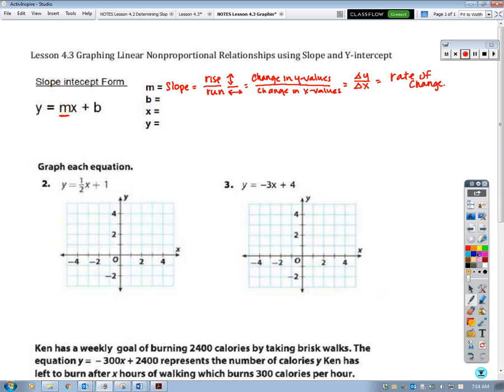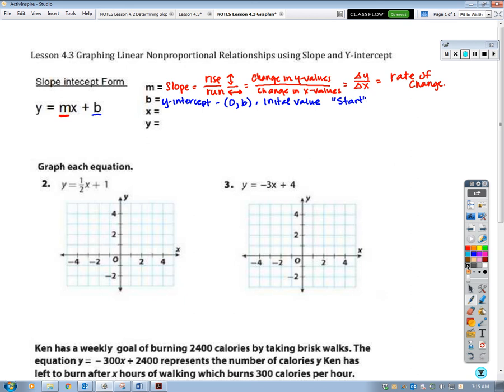The b in y equals mx plus b is our y-intercept. And that is our place where the line crosses the y-axis, so when x is 0, y is b. In real world scenarios, this is our initial value. And we can think of this as our starting point for our graphs.